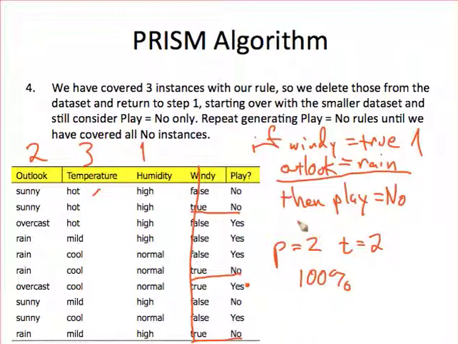So now we have a second rule in our rule list. We have 2 rules in the list, and those 2 rules together cover all of the play is equal to no instances. And so that's when we stopped dealing with play is equal to no. What PRISM says then is after that, we want to do the whole thing over for the play is equal to yes instances. And that's what you guys are asked to do for your homework.